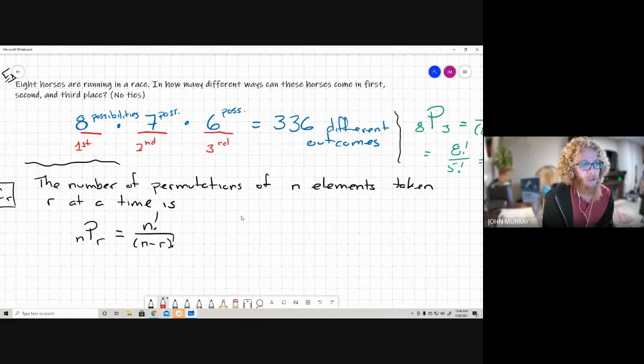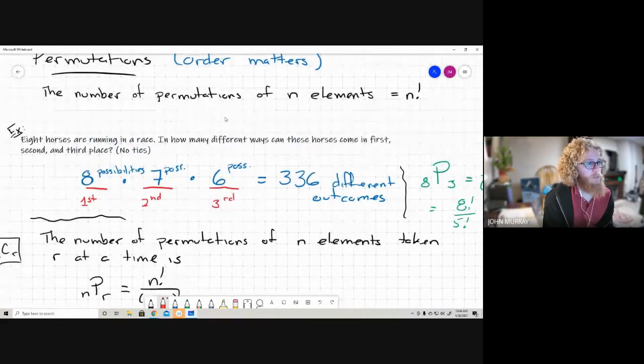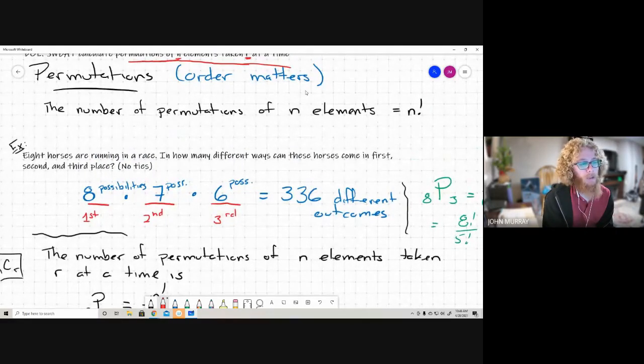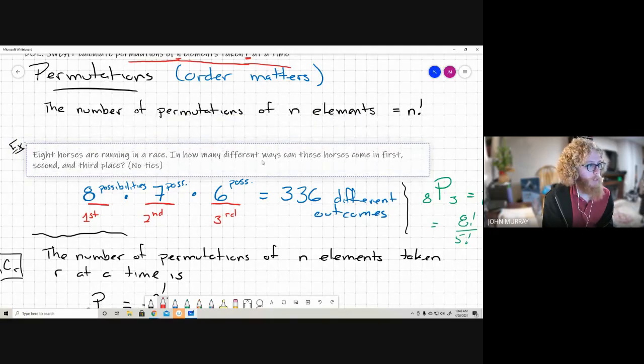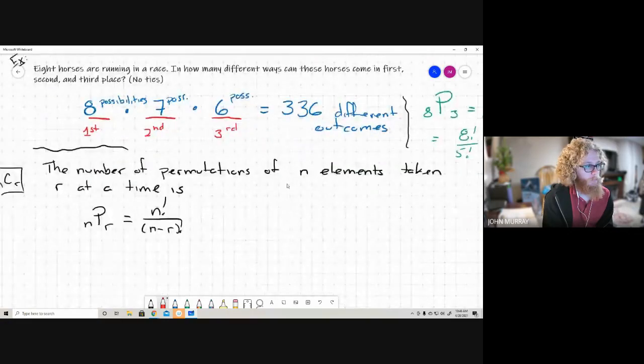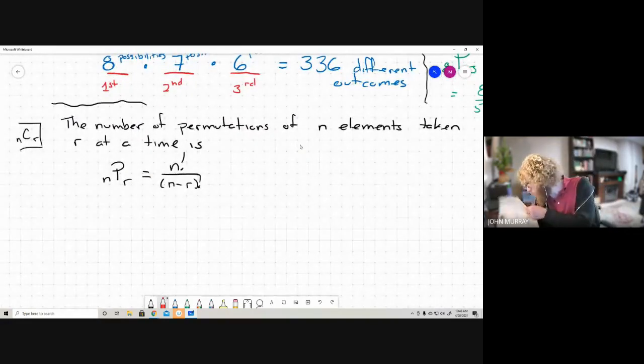And again, like I said at the beginning, the order matters. Obviously, the order matters when you're talking about first, second, and third place. All right, let's take a look at one more example.